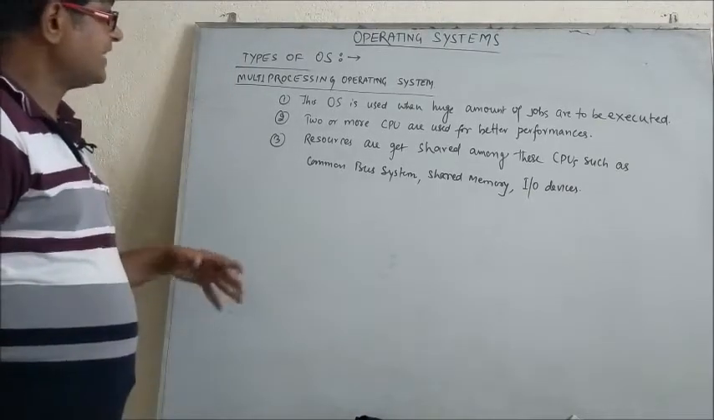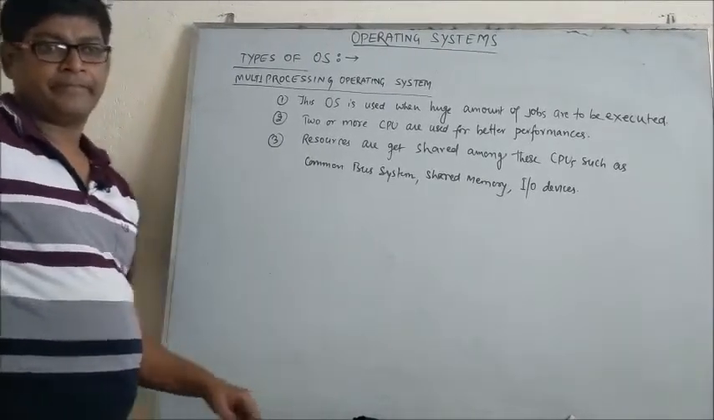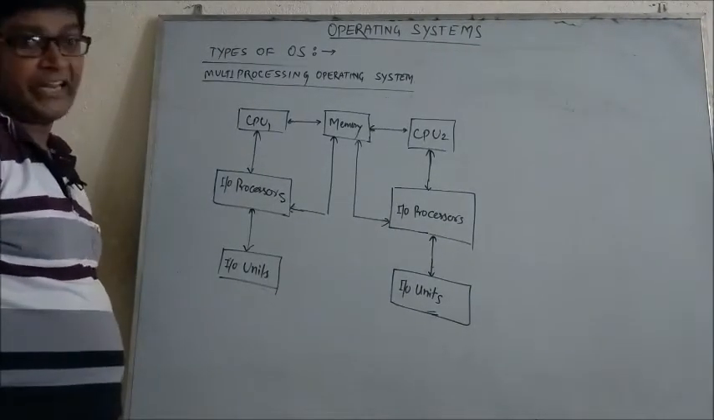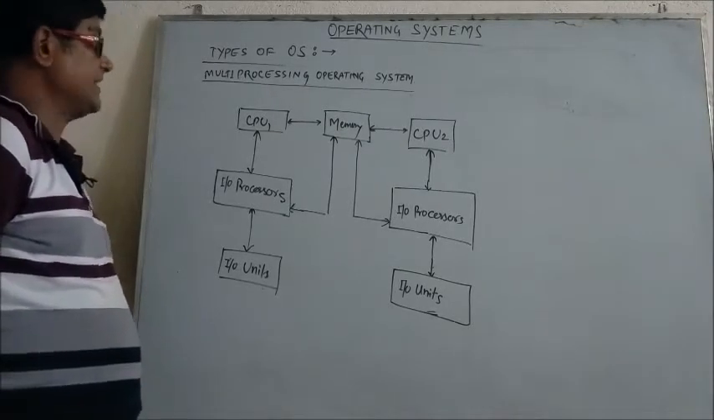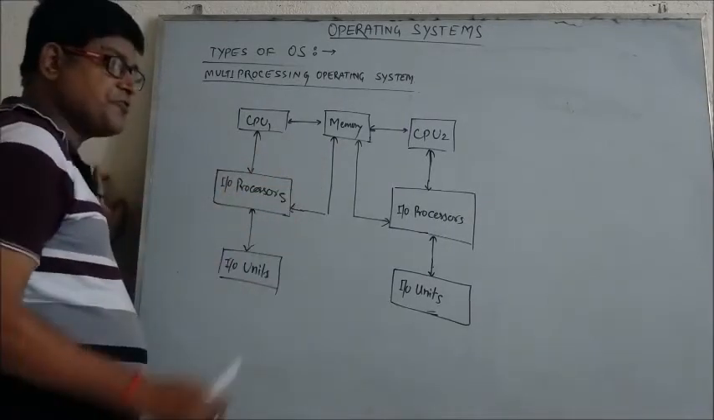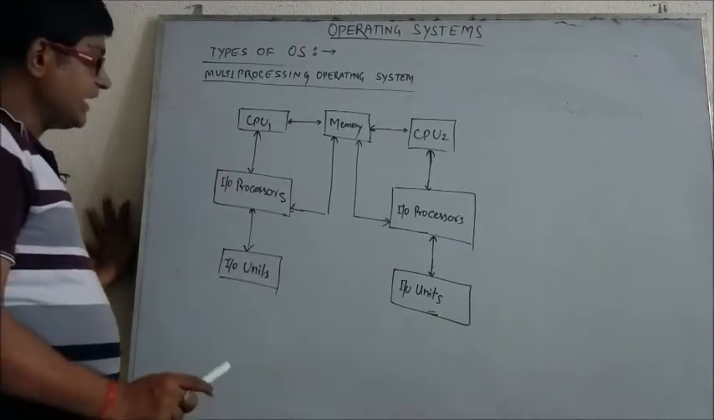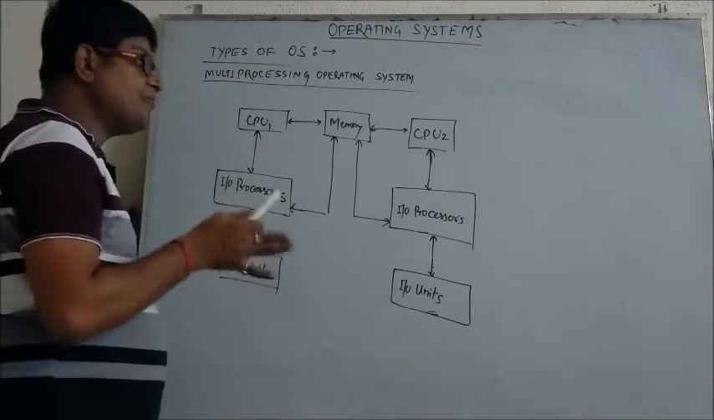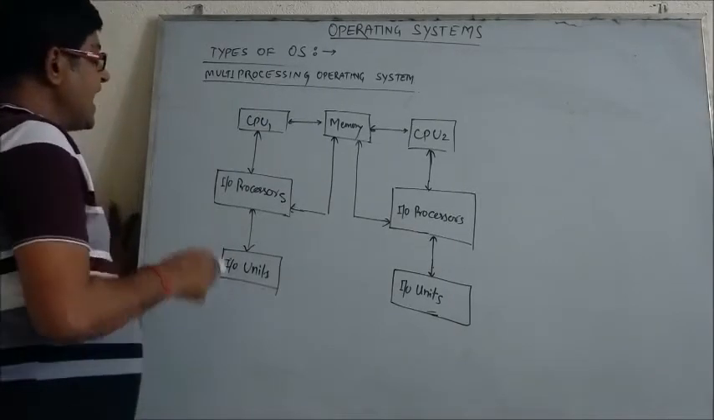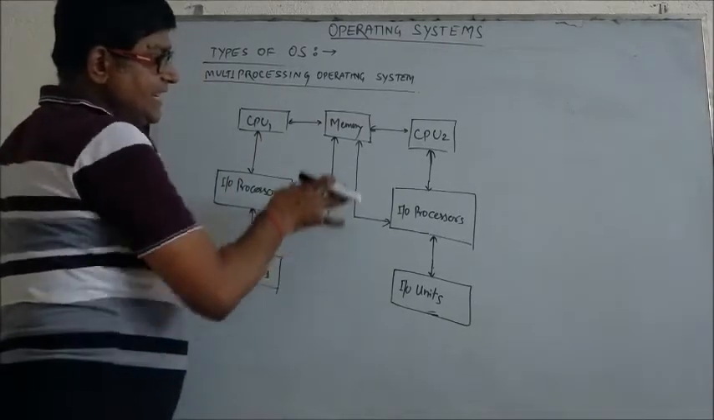So let's take the concept of the multiprocessing operating system with one neat and clean diagram. Let's watch this diagram and try to analyze what the diagram says about the multiprocessing operating system. Here I have taken 2 CPUs only. You may take more than 2 CPUs according to the demand, but here I have just made a basic block diagram of a multiprocessing operating system, in which I have taken 2 CPUs, CPU 1 and CPU 2.